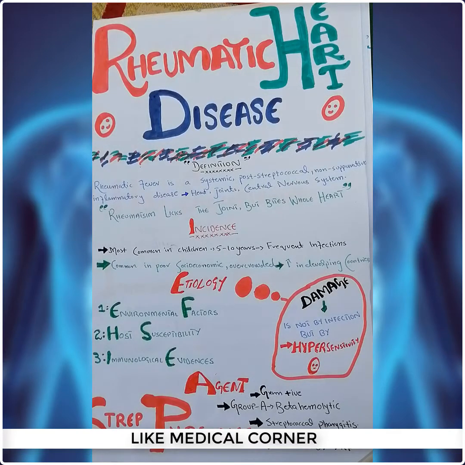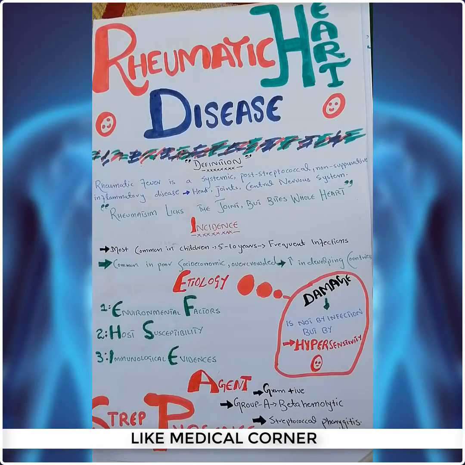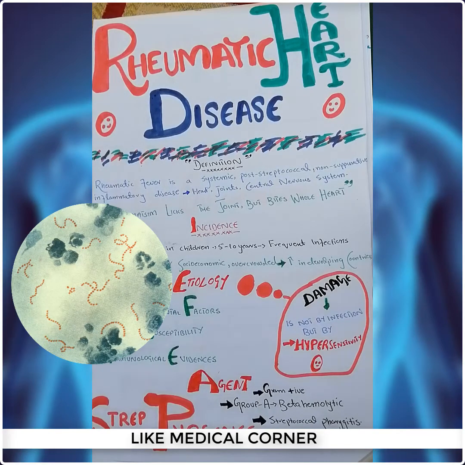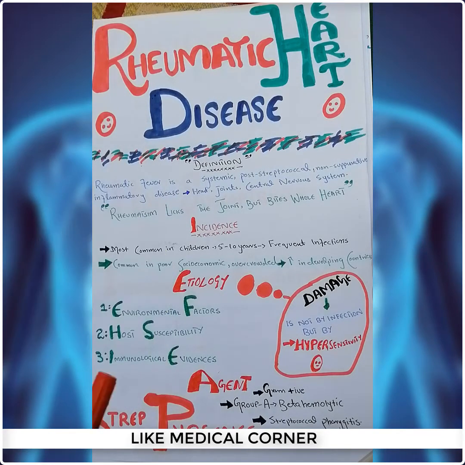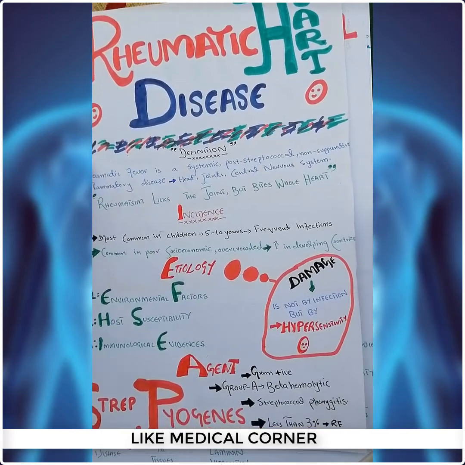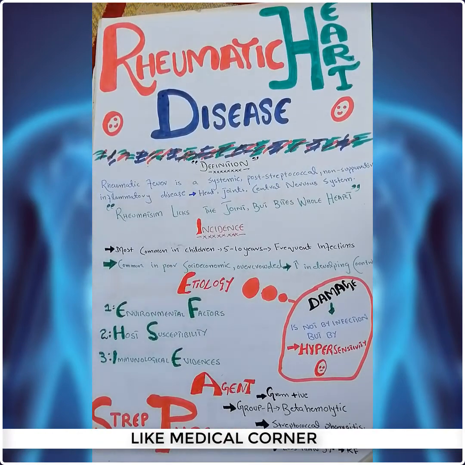The agent which causes rheumatic heart disease or rheumatic fever is Streptococcus pyogenes. It is a gram-positive bacterium, and according to the Lancefield classification, it is group A beta hemolytic streptococcus. The problem begins with streptococcal pharyngitis, and less than 3% of cases progress to rheumatic heart disease. So this is all about the introduction of rheumatic heart disease.